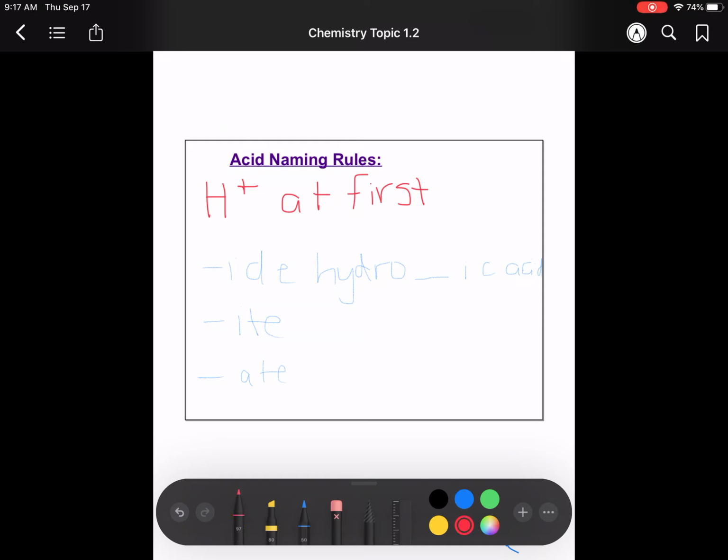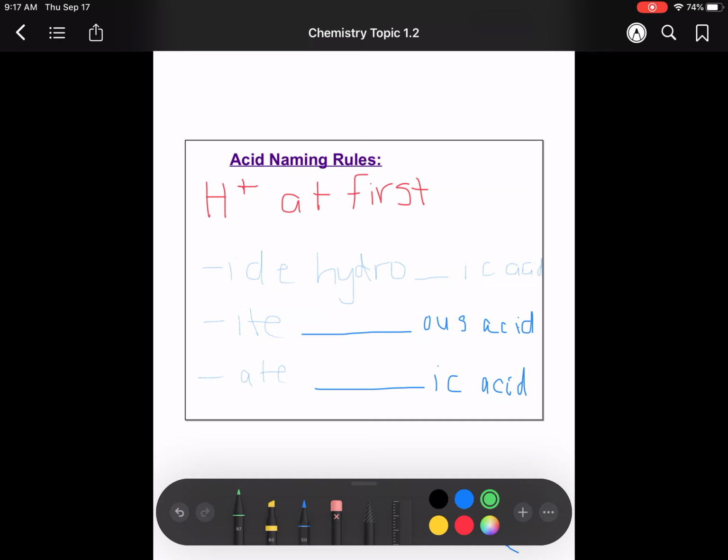It's not the best pen. And then if it's an "ite," it's a something-ous acid. And then an "ate" ending is an -ic acid. Okay. So right at the top here, I'm going to do an example of that just to show you.